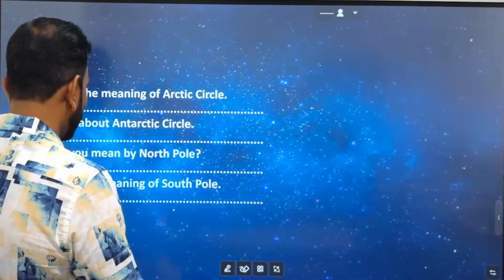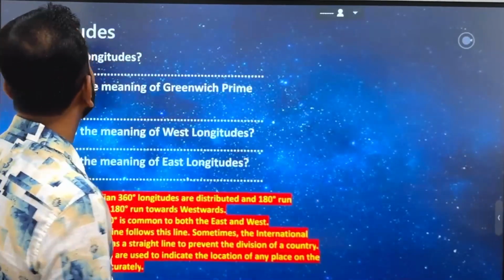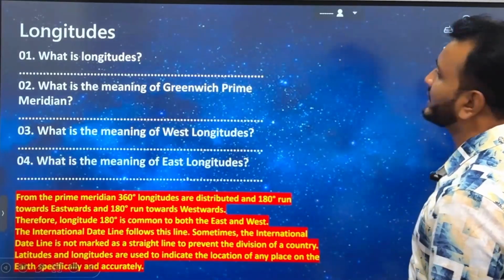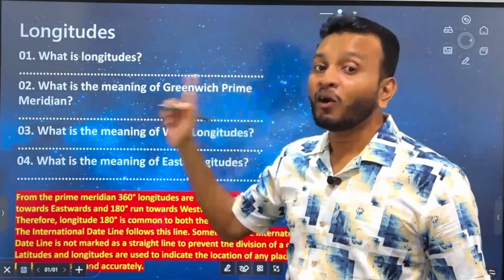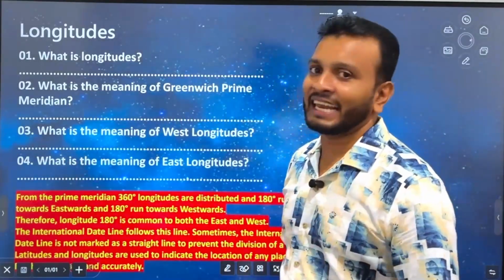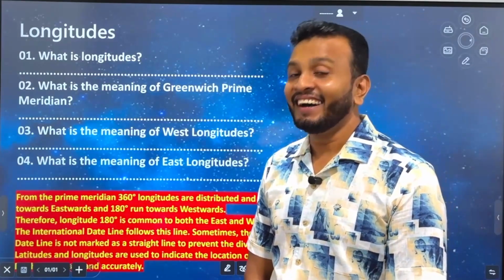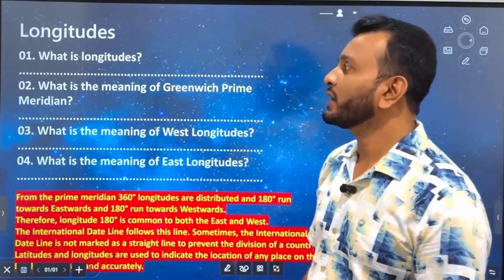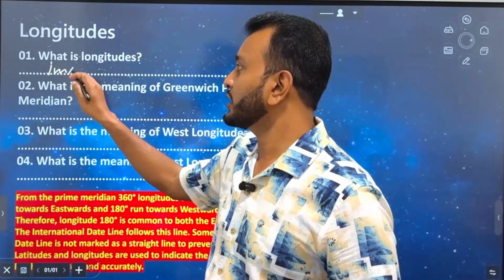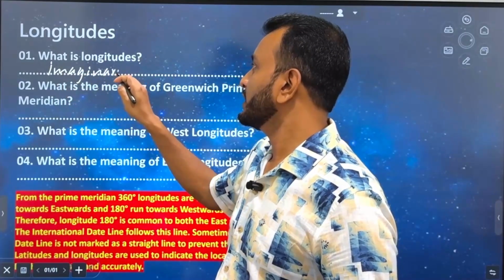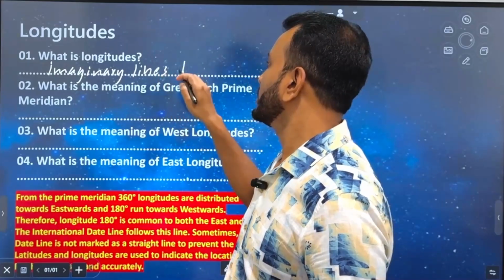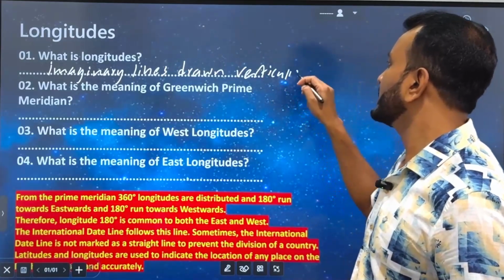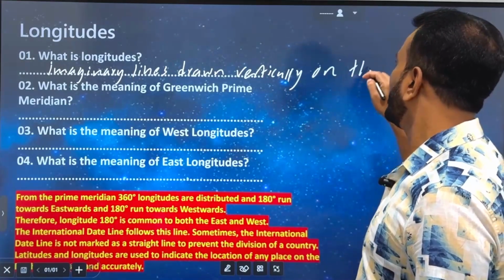Okay, next one. What is longitude? Longitudes are the imaginary lines drawn vertically on the globe.